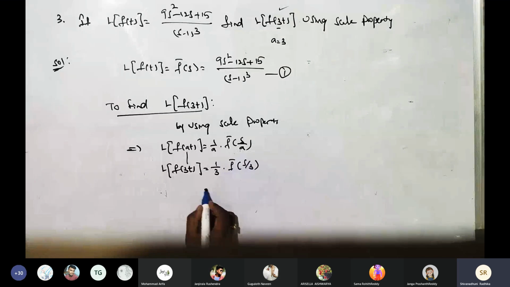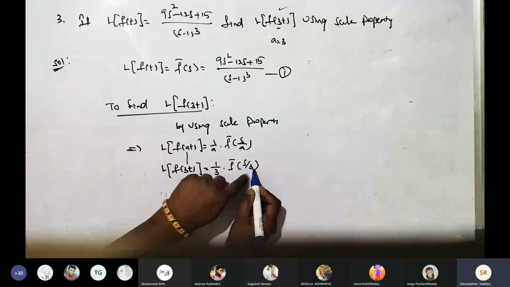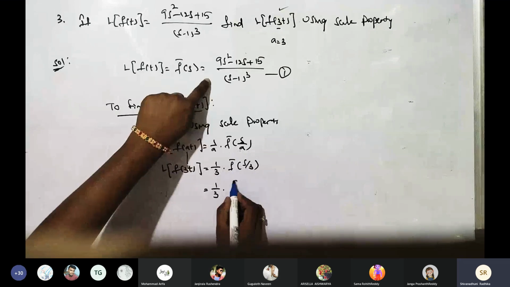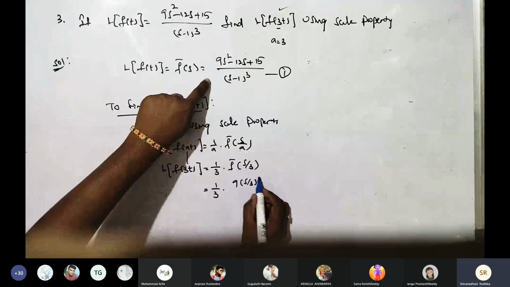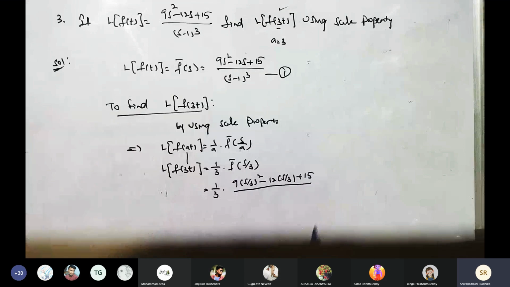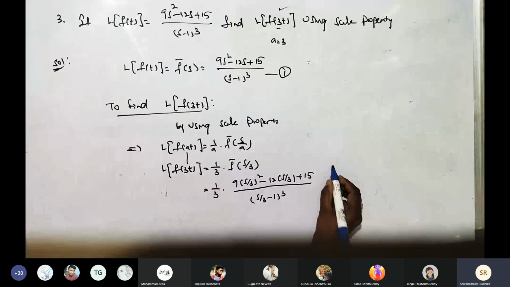So substitute s equals s by 3 in the f bar of s: 9 into s by 3 whole square minus 12 into s by 3 plus 15, total divided by the denominator s by 3 minus 1 whole cube. Why are we getting this? Because s equals s by 3 is put in f bar of s. Is it clear?